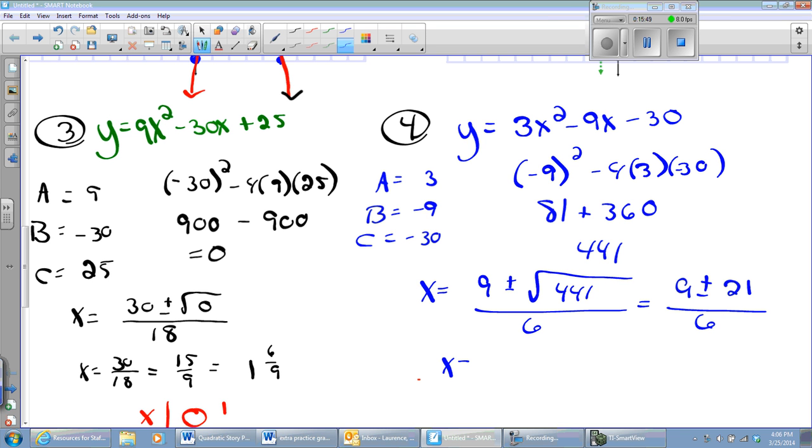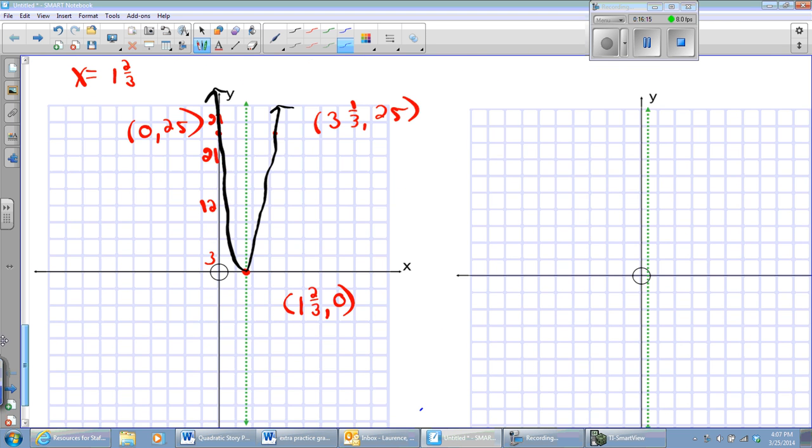So now x is going to equal 9 plus 21 over 6, so that'll be 30 over 6, or 5. And the other one will be 9 minus 21, which is negative 12, divided by 6, which is negative 2. So the zeros occur at 5, 0, and negative 2, 0. Those are my solutions. Those are the roots of the parabola. So 5, 0 is going to be 1, 2, 3, 4, 5. And then negative 2, 0 is right there.